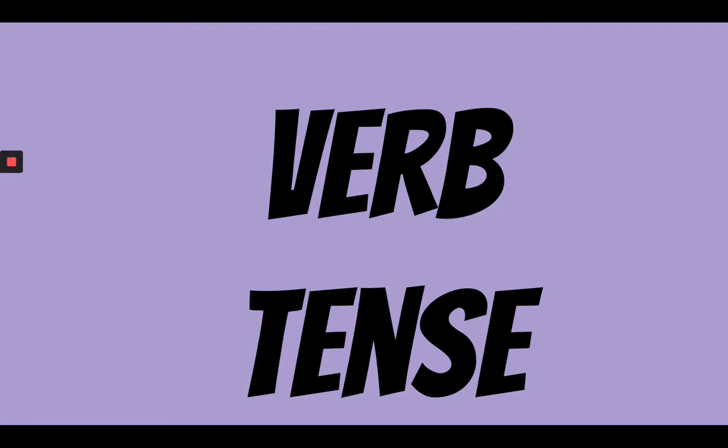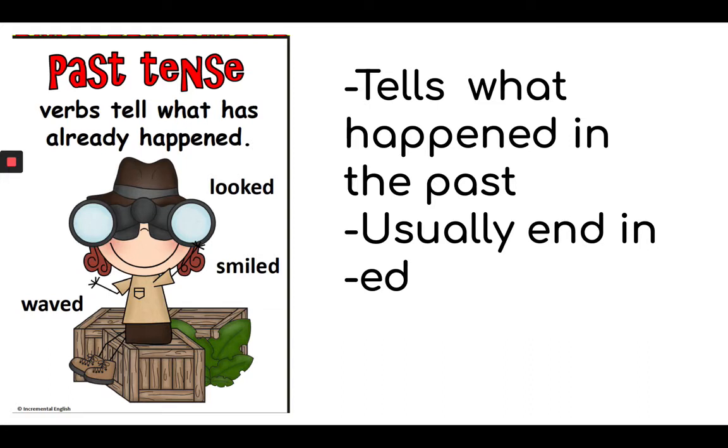So now that we remember a little bit about verbs, we're going to talk about verb tense. And verb tense is really important when we're thinking about our writing, because we want to make sure that the verbs that we're using are happening at the right time to support the ideas in our sentences and in our stories. There are three main verb tenses that we're going to be talking about today.